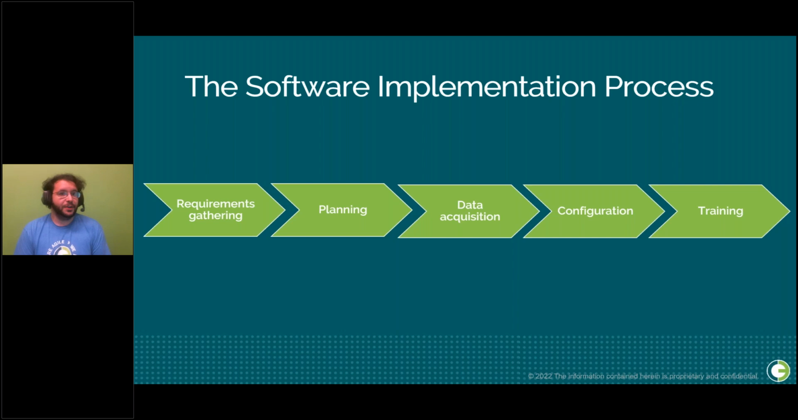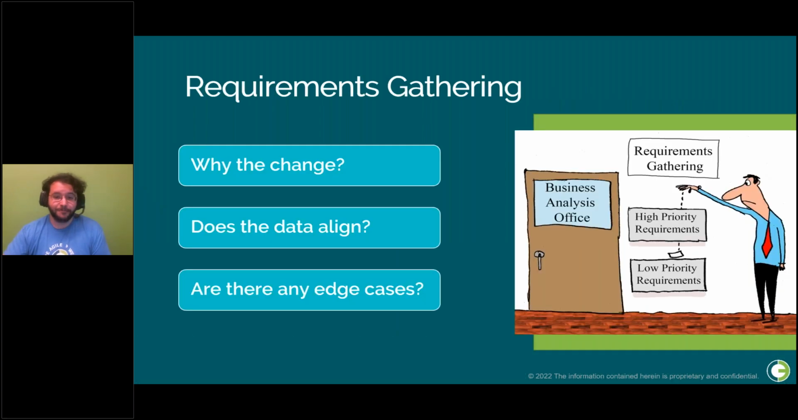So what does a software implementation look like? While each implementation might vary based on your team's industry and the software needs, most include these 5 steps. The first step being requirements gathering. In general, your aim is to address these 3 questions. First, why the change? The implementation team needs to understand why you are abandoning your old solution in favor of a new one. The sponsor and key stakeholders need to understand why the new solution is an improvement over the previous one, so they can clearly communicate its benefits to the end users.